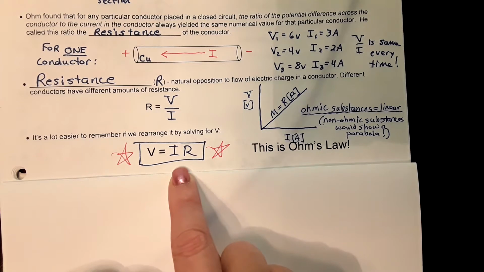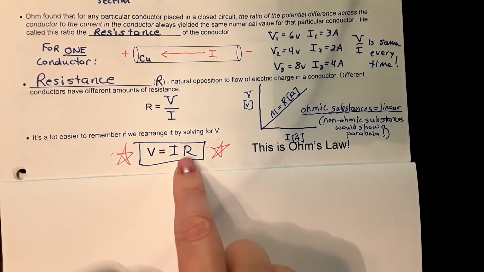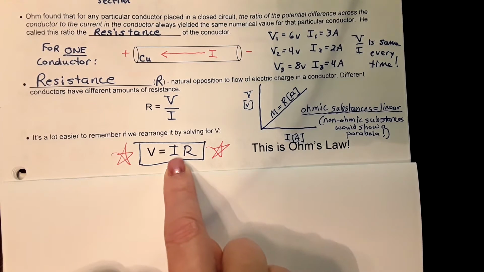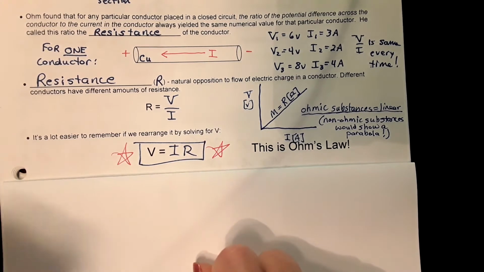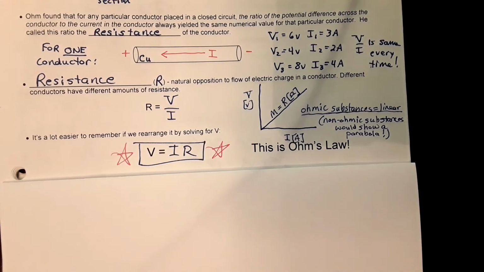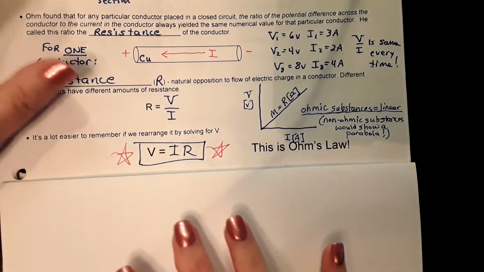This is like the Fermat of circuits. So I expect everybody to know this. Brand it on your brain, just like you did Fermat. This is the Fermat of circuits. Potential difference equals resistance times the current. I just say V equals I R, okay? V equals I R, Ohm's law.